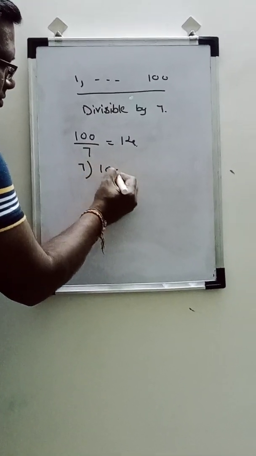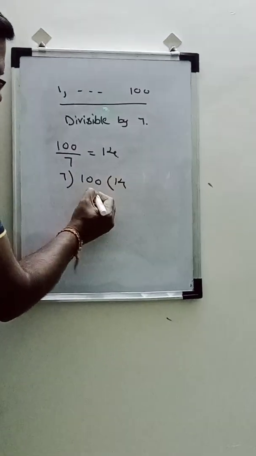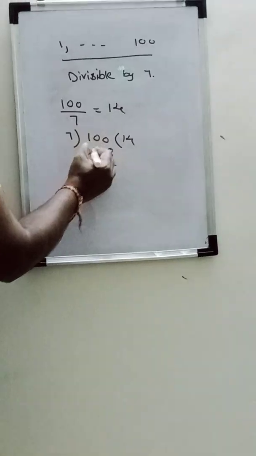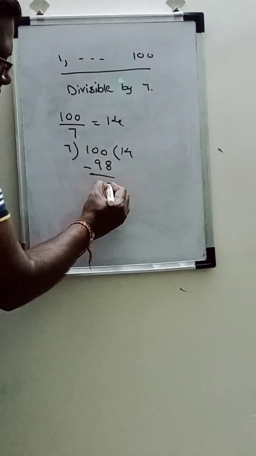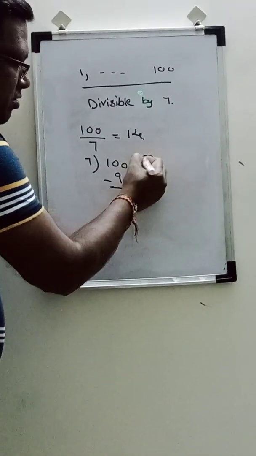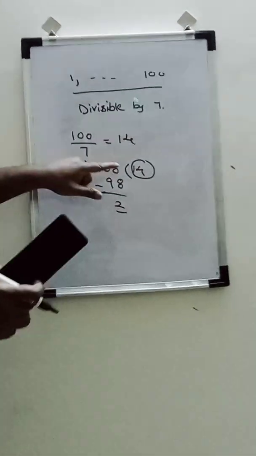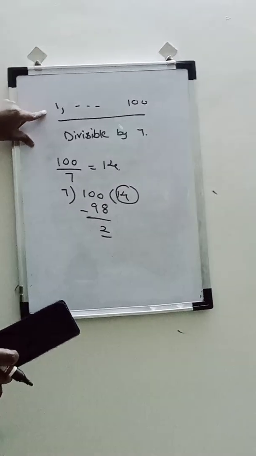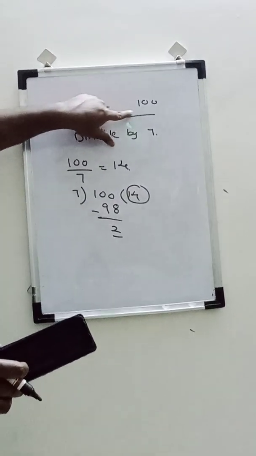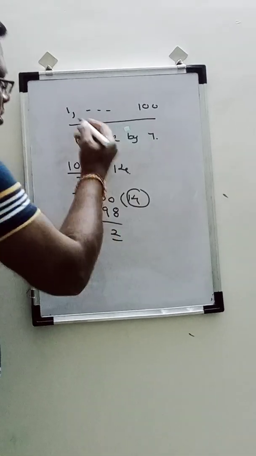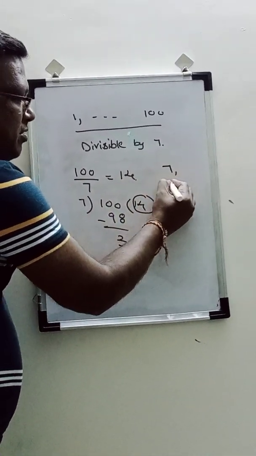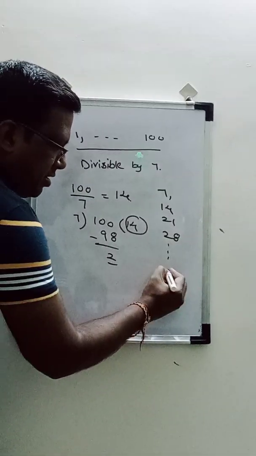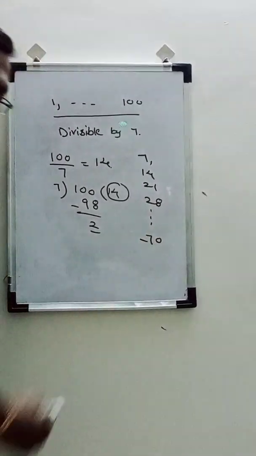When we divide 100 by 7, we get the quotient as 14, because 14 times 7 is 98. When we subtract 100 minus 98, we get 2. So we have 14 multiples of 7 between 1 and 100. So the count of numbers divisible by 7 between 1 and 100 is 14. For example, the first multiples of 7 are 7, 14, 21, 28, and so on, up to 70, which is the 10th multiple of 7.